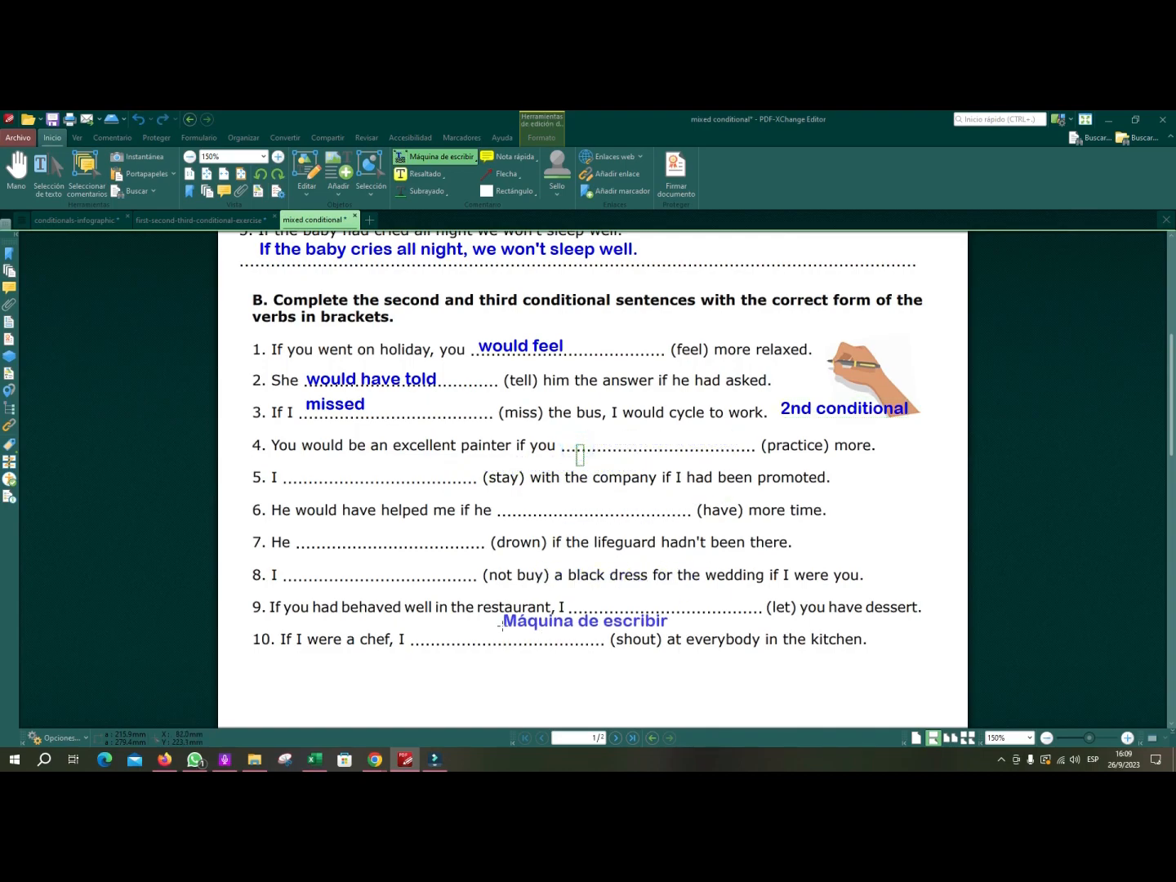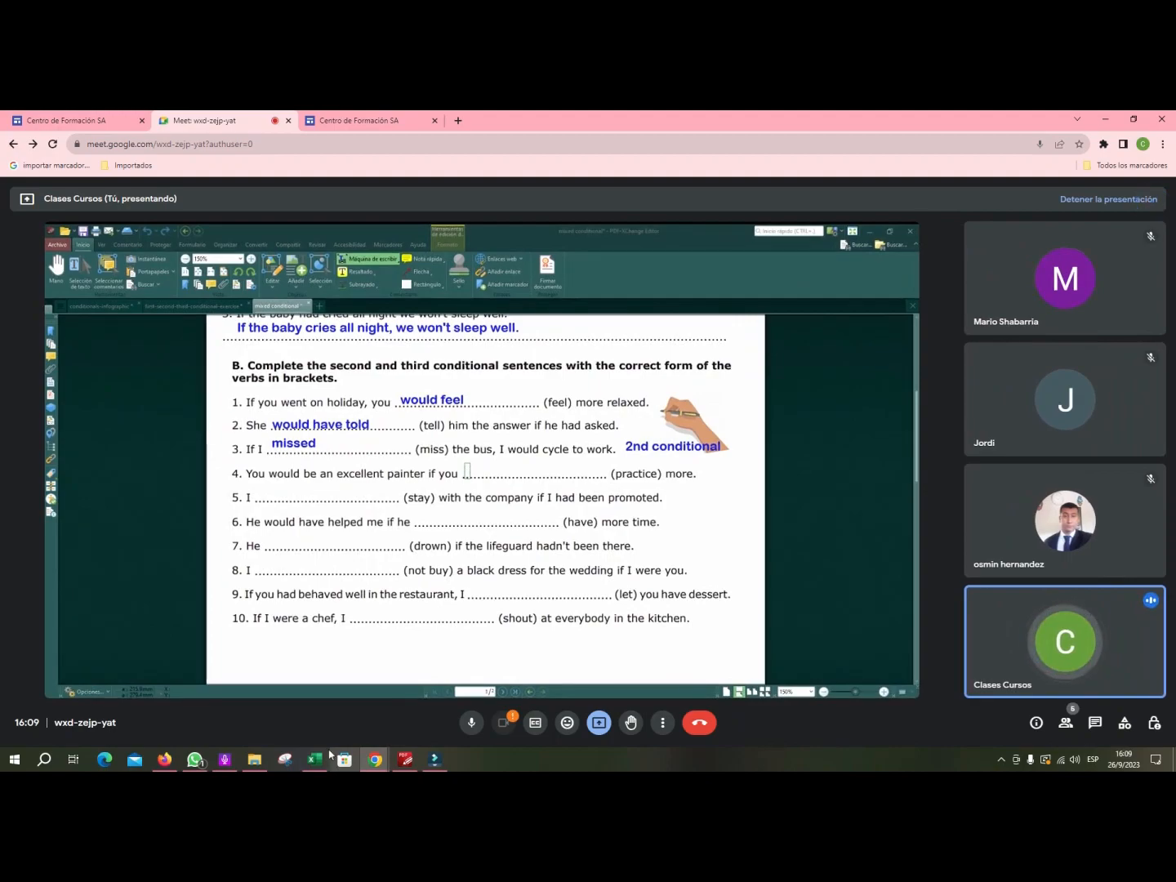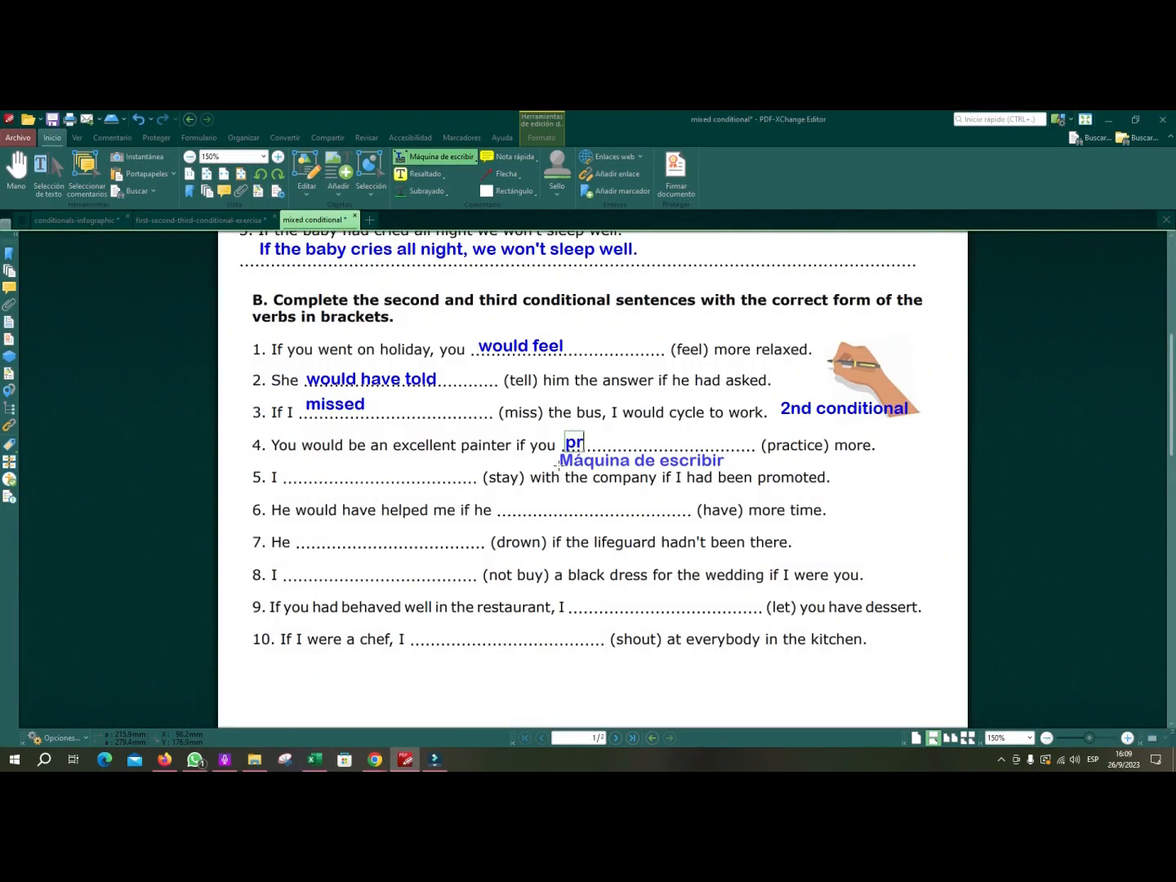And number 4, Mr. Jordi, which could be that one? You will be an excellent painter if you more. Which could be that one? That would be also, oh, that is third conditional. Practiced, right? Excellent. So, you will be an excellent painter if you practiced more. Okay, excellent.